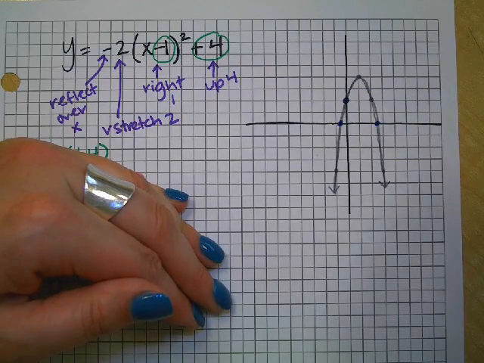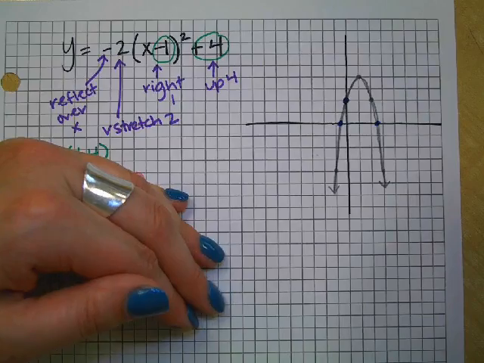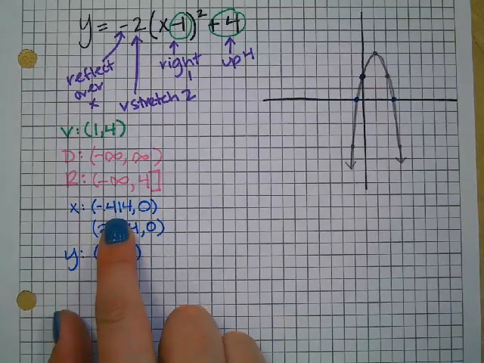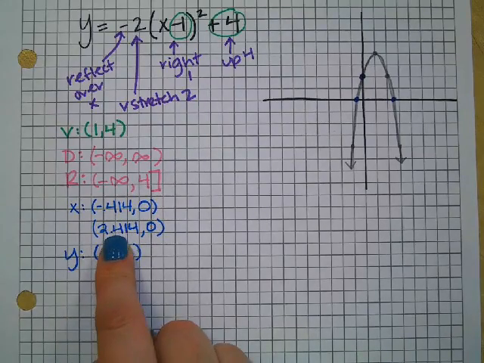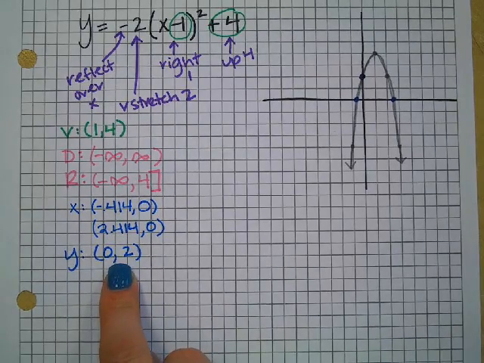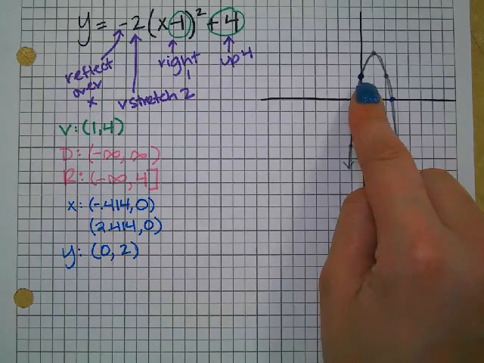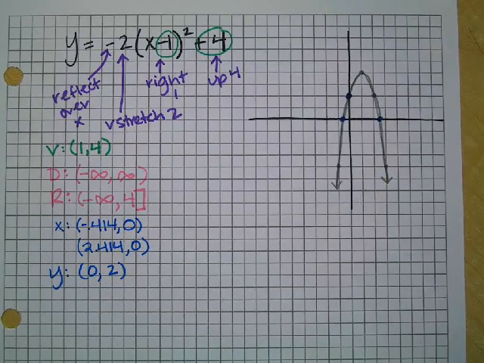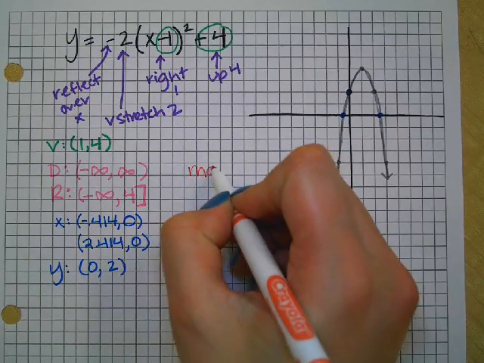All right. Did you guys compare with people at your table? Okay. So these are what your x-intercepts should have been: negative 0.414 and positive 2.414. The y-intercept you don't even need the calculator for because you can see it. It's 0.2. Okay. So we got the x-intercept, we got the y-intercept. What else do we typically look for? The max and min.